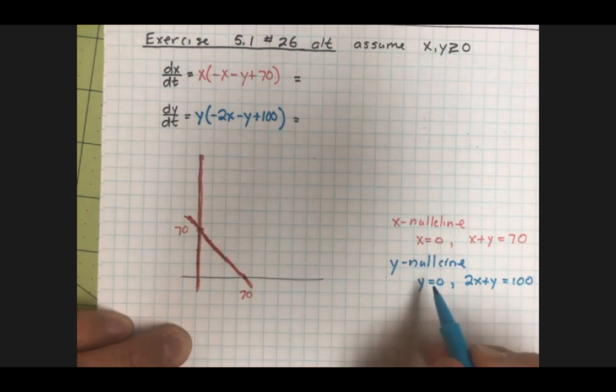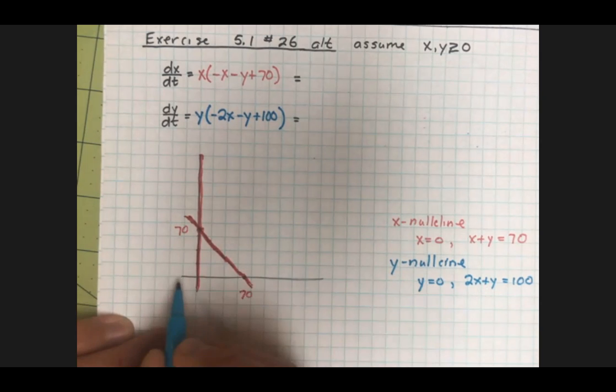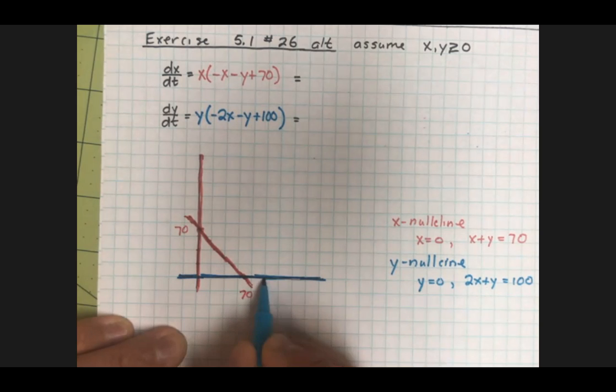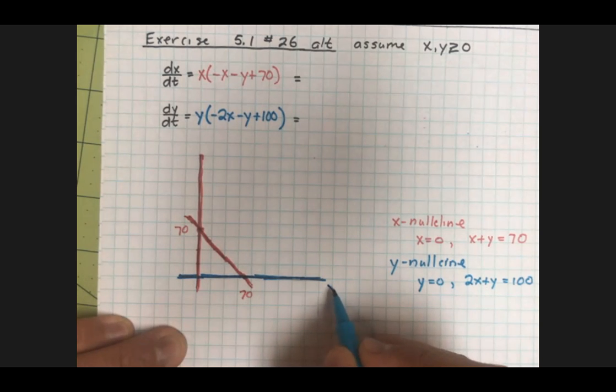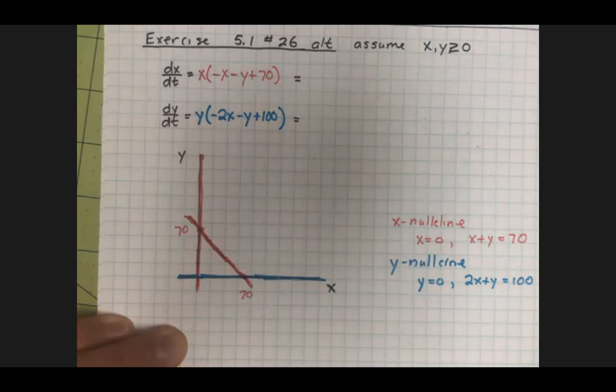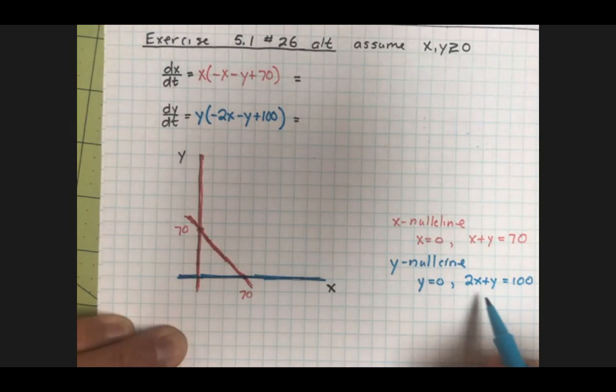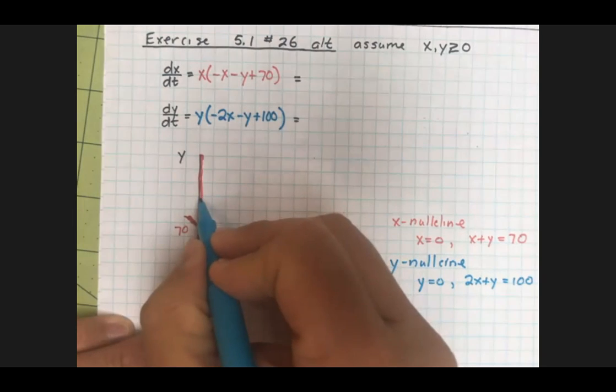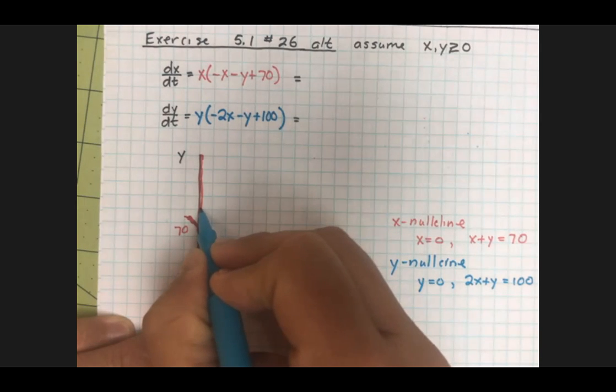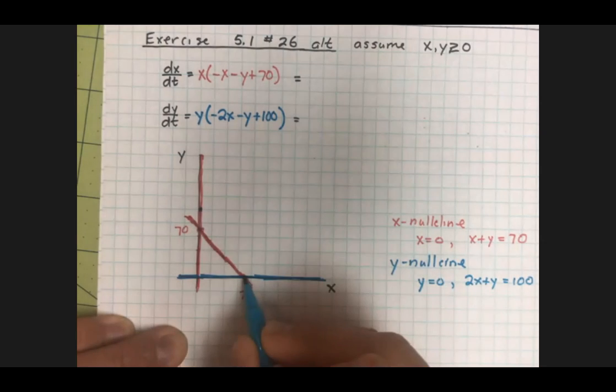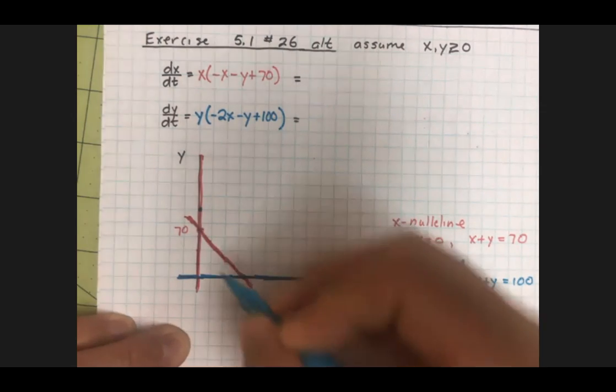Okay, next up, y nullclines. When y is zero, that's the x-axis. Let me shade that darkly so you can see it, and call this the x-axis if you like. Maybe I should be neutral and call this the x-axis in black, the y-axis in black. And then 2x plus y equals 100. Now the intercepts there are x equals 50 and y equals 100. So you cover up the x, y. I draw this line, you draw it any way you like, but it's going to cross at 100 and 50.